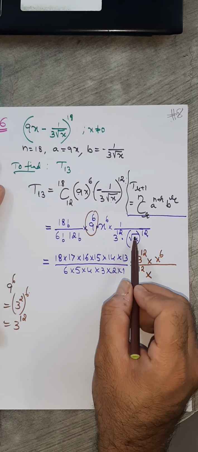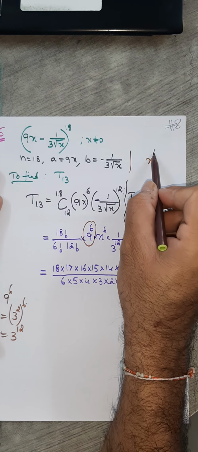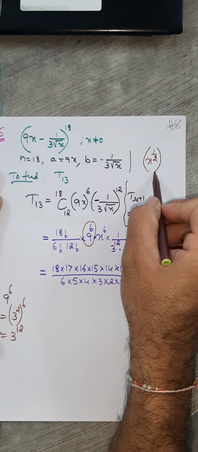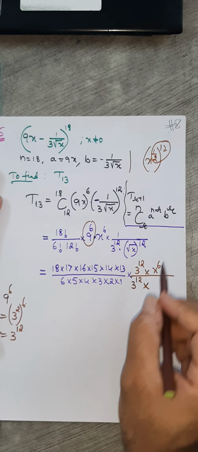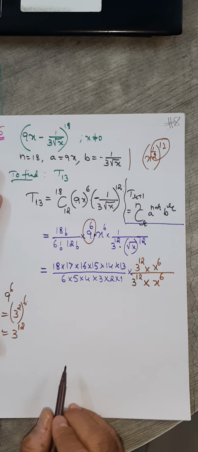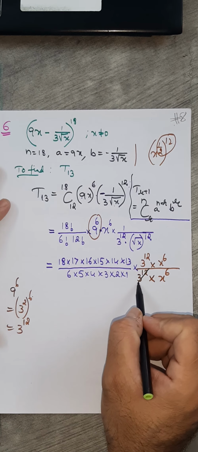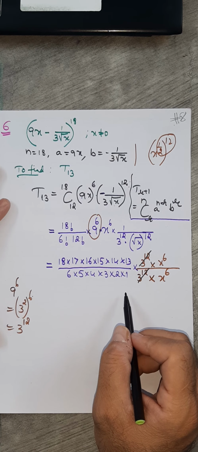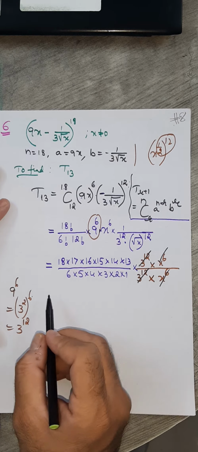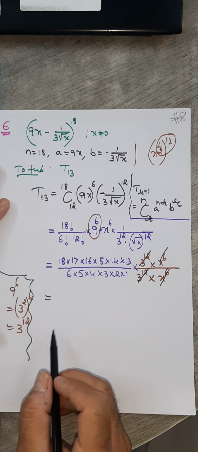What about this? Root means half power, so this means x raised to 1 by 2, and raised to 12. So what do we get from this? x raised to 6. Fine. So now the question is just to simplify this carefully without mistake. This will get cancelled, this will get cancelled, and simplify this. So you must get the constant value.